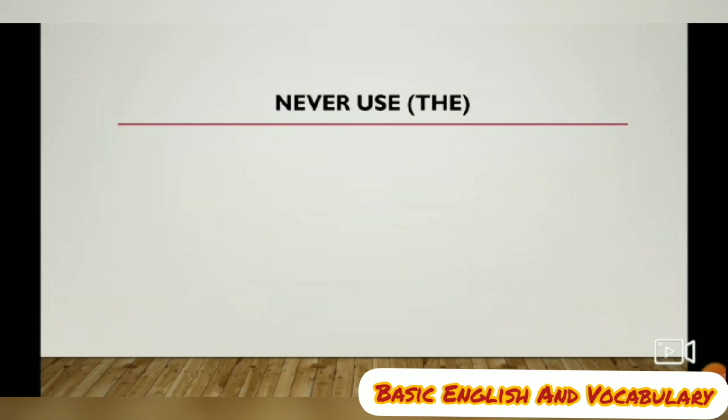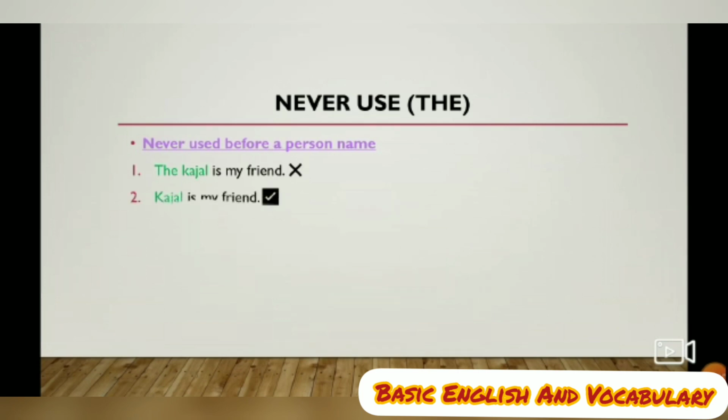And our next topic is never use the. Sometimes we don't need to use the in the sentence. So the first point is never use before a person's name. Person names mean Tarun, Kajal, Anjali, Chitali. We can't use the before the name of a person. Like the Kajal is my friend is a wrong sentence. The correct sentence is Kajal is my friend.